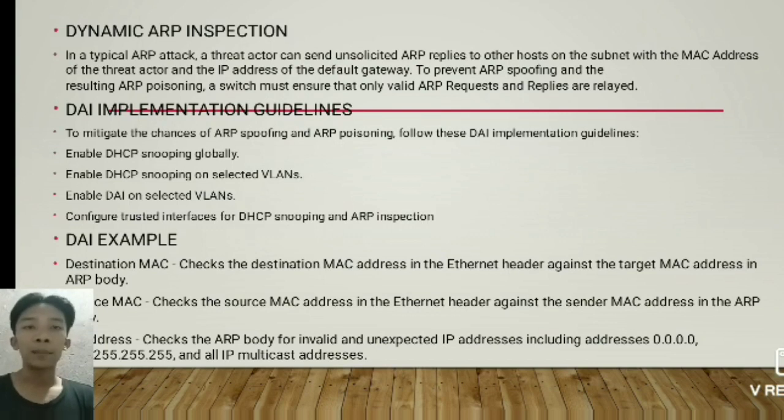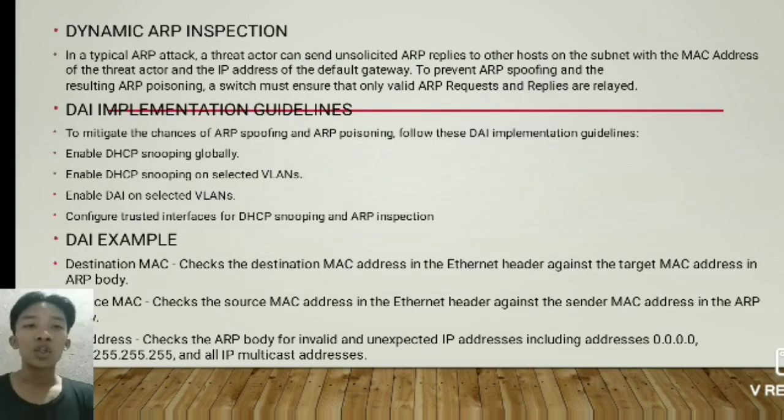DAI implementation guidelines. To mitigate the chances of ARP spoofing and poisoning, follow these DAI implementation guidelines. Step 1: Enable DHCP snooping globally. Step 2: Enable DHCP snooping on selected VLANs. Step 3: Enable DAI on selected VLANs. And last, configure trusted interfaces for DHCP snooping and ARP inspection. Here are the examples of DAI checks.